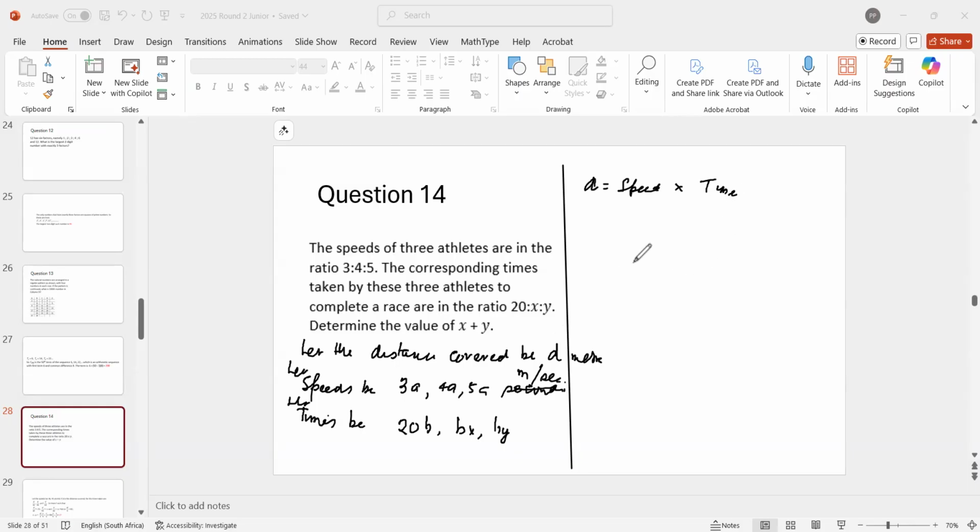So if you take the speed times time, so you got 60AB equals, so you got that times that. That's it. They all travel the same distance. Is equal to 4ABX, right? It's the speed and this is the time, and that's equal to 5ABY.